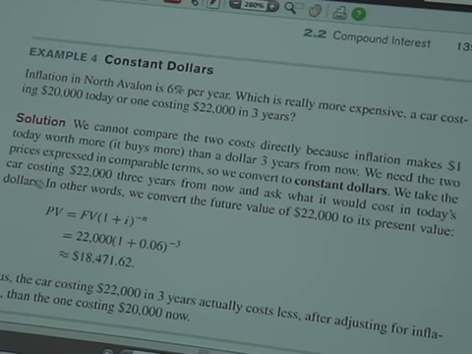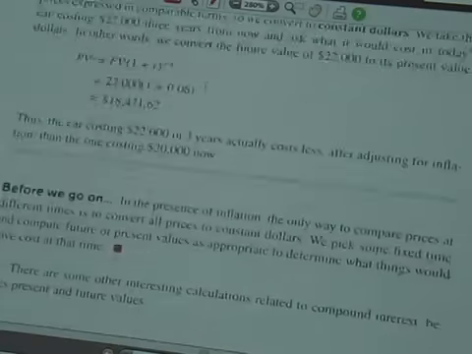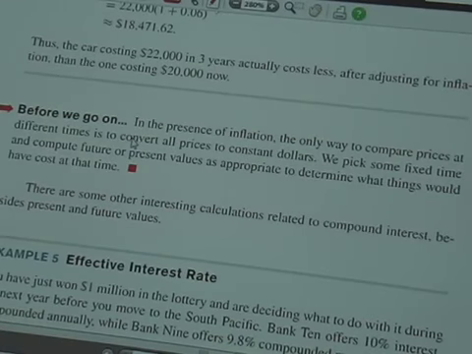We take the car costing 22,000 3 years from now and ask, what would it cost in today's dollars? In other words, we convert the future value, which is 22,000, to its present value. Right? That's just what we said. Before we go, in the presence of inflation, the only way to compare prices at different times is to convert all the prices to constant dollars.